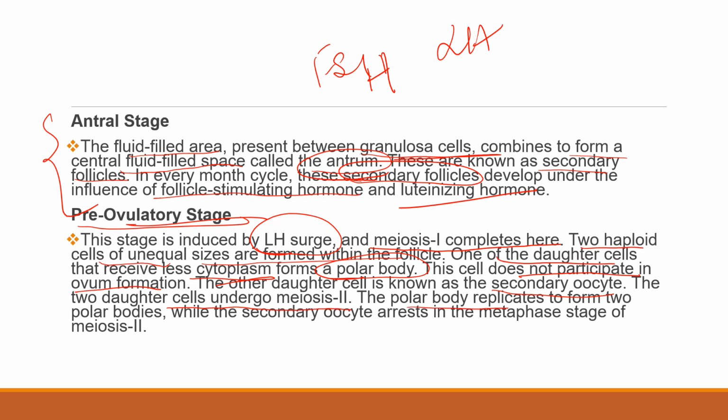The polar body replicates to form polar bodies, whereas the secondary oocyte arrests in the metaphase stage of meiosis 2. So this is the pre-ovulatory phase. Now if fertilization does not happen, then the follicle forms the Graafian follicle and will then rupture. We will see that in the diagram in the next slide.